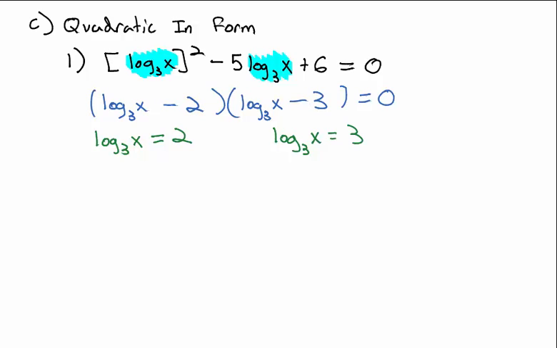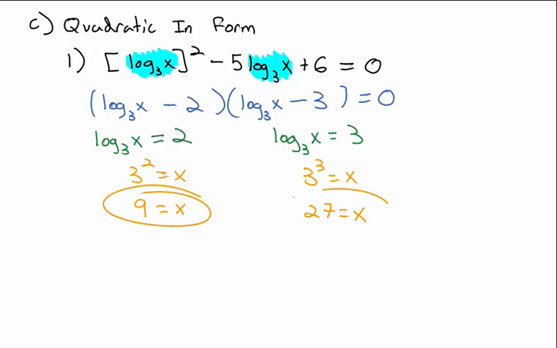And now we're back to where we started at the beginning of this video. Change the log to an exponent. 3 squared equals x, or x equals 9. 3 cubed equals x, or 27 is equal to x. Checking the original, both of these keep it positive because it's just the log of x. Both these solutions are going to work for this problem.